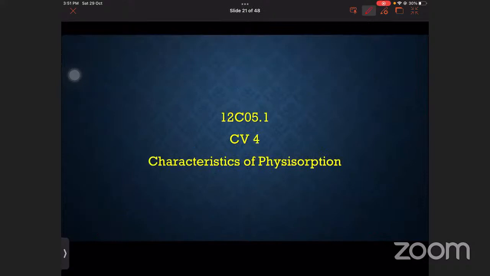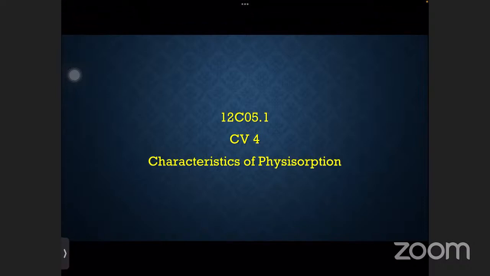Now, let's see characteristics of, okay, the time is already up. Let's summarize. What do you say? Can you unmute yourself or should I unmute you?